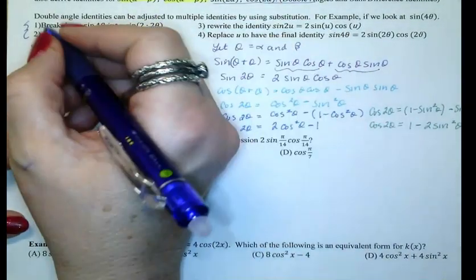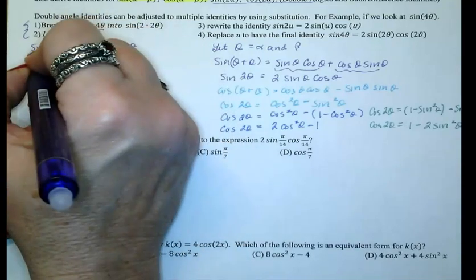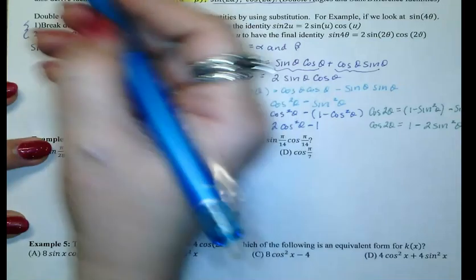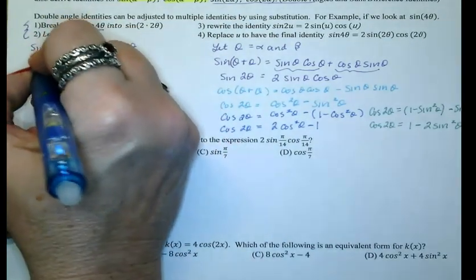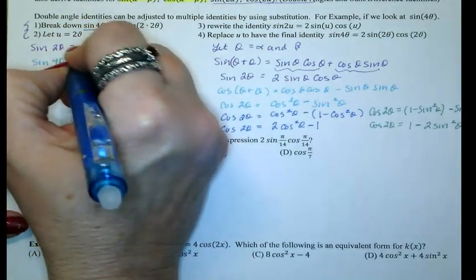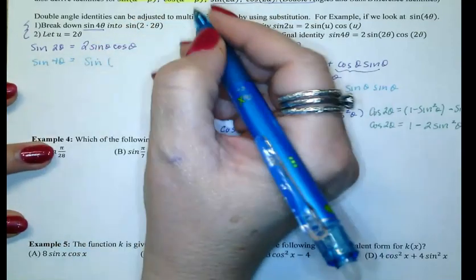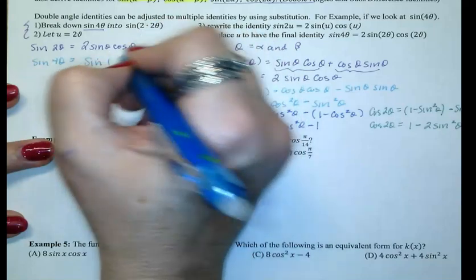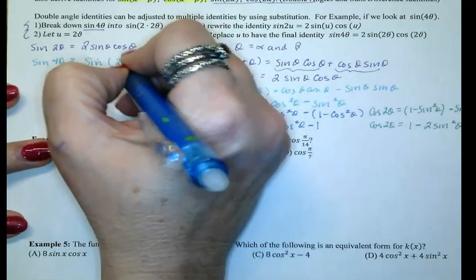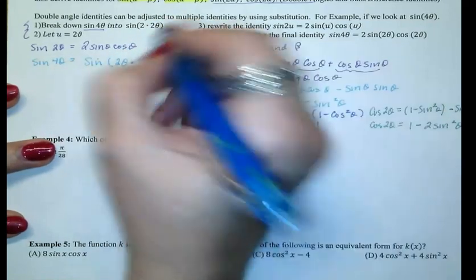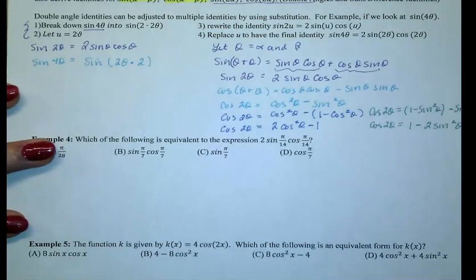So what I'm going to do is I'm going to take sine of 4 theta, and I'm going to break that up. I'm going to say sine, and on the inside, I'm going to take 2 theta times what gives me 4, and that's going to give me a 2. So why am I doing that?